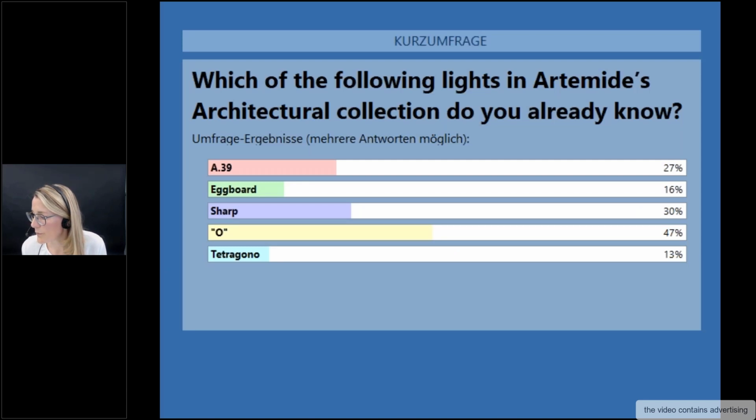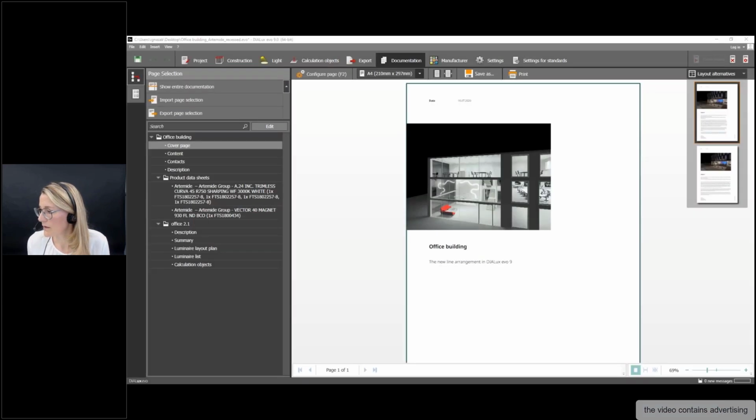So 27% for the 8.39 system. Yeah, that's next to the 8.24 system. Okay, 16% for the Eckboard luminaire, 30% for the Sharp, 47% for the O, and 13% the Tetragonal for the exterior lighting. Okay, thank you very much. I think that's good for our colleagues.